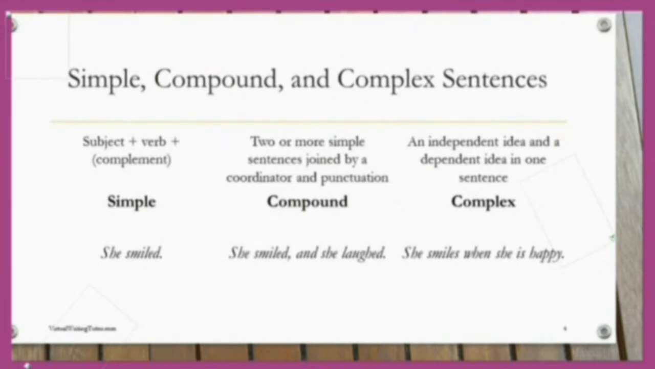A compound sentence is two or more simple sentences joined by a coordinating conjunction and punctuation. So for a compound sentence, we should have a coordinating conjunction joining two or more simple sentences. For example, she smiled, comma, and she laughed. In case of a complex sentence, there must be an independent idea or clause and a dependent idea or clause in a sentence. For example, she smiles when she is happy. So she smiles is joined with she is happy with the subordinating conjunction when.